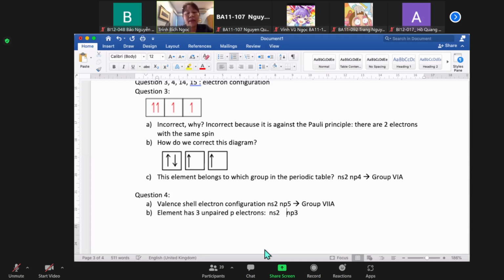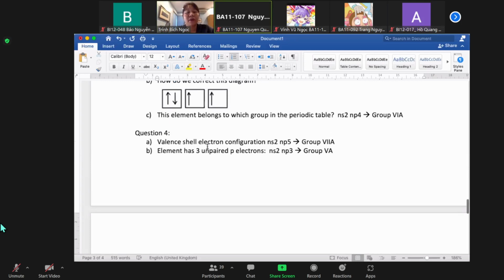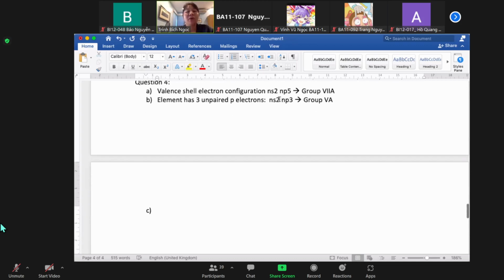So it will be which group? 5A. Okay. Có 3 electron độc thân ở phân lớp P, tức là sao? Ta điền cả 3 electron vào đấy. Ok, ở phân lớp P. Trước đấy còn phân lớp S nữa, trong cùng một lớp N.